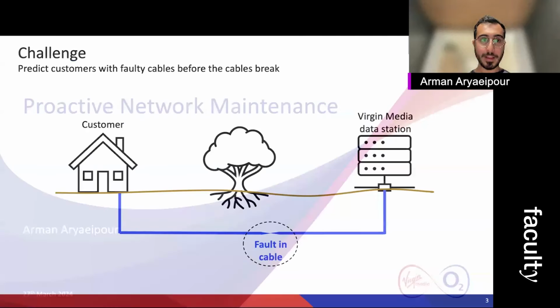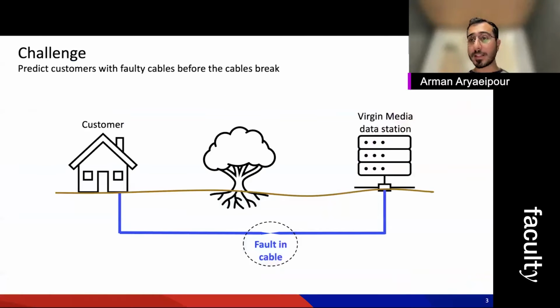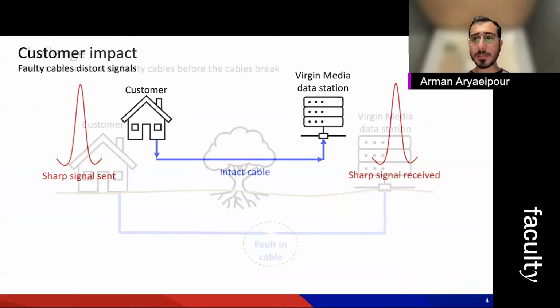Today I'll be talking about my project in proactive network maintenance with Virgin Media O2. In the UK, internet is provided to the vast majority of houses via underground cables from an internet service provider's data station. However, the underground world is quite a harsh environment as cables slowly deteriorate, develop faults, and finally break. So what does this mean for customers?